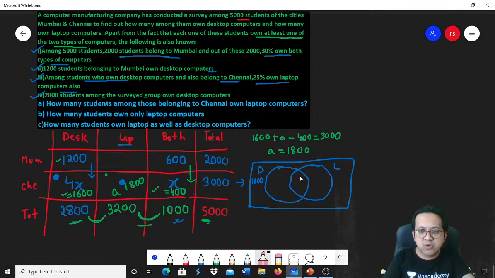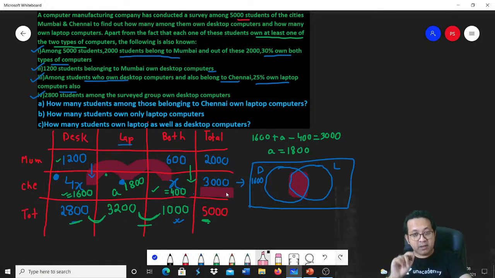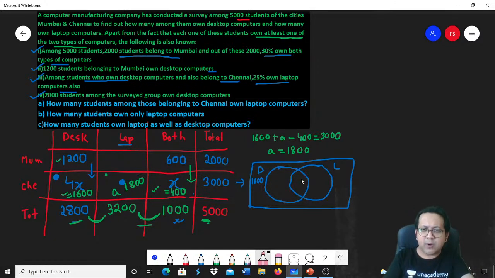So can you see, when you use desktops, you counted this both part. When you use laptops, you again included the both part. The both part got added twice, so you got to subtract it once. So how will you frame the equation? 1600 plus 1800 minus 400 is 3000. Remember, it is not plus, it is minus. Why? Again, I will repeat because I know some of you are having a doubt. What is the total? Total is desktop, this particular circle, plus laptops, this particular circle, minus the part which you are counting twice. Which is the part which you are counting twice? This both part.